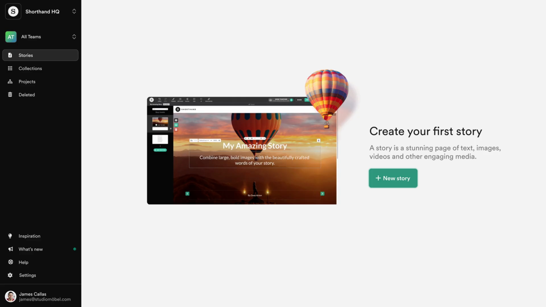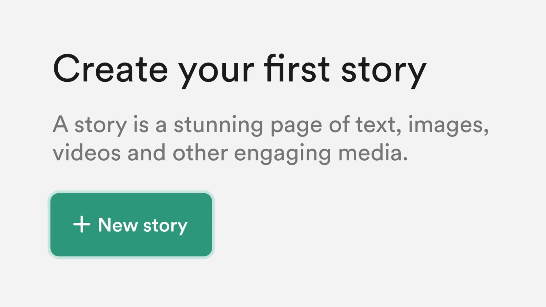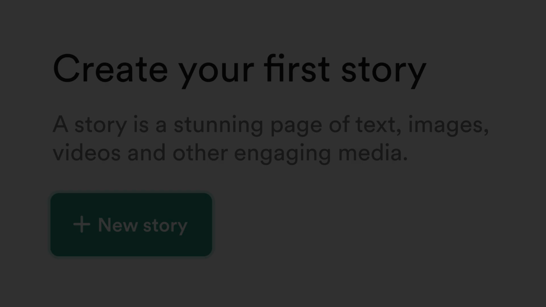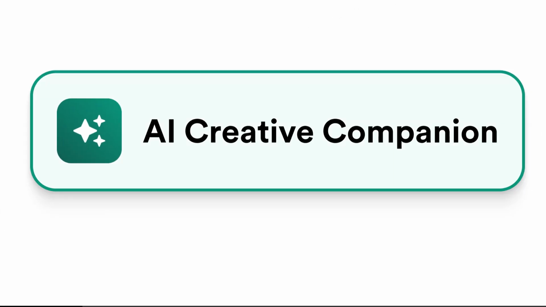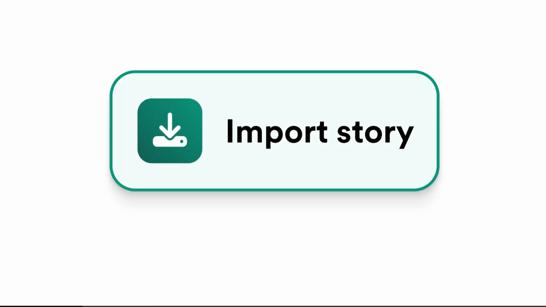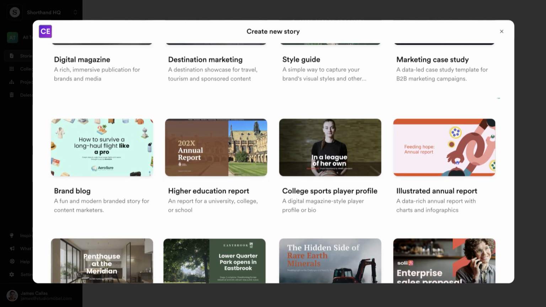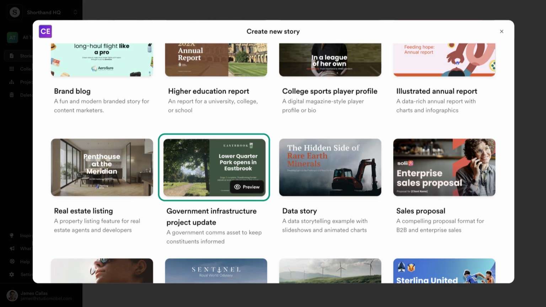This is where your work is saved. Click New Story to create a new page of content. You can start from a blank story, use the AI Creative Companion to generate draft layouts, import a story, or choose from a pre-built template. Let's select the Government Update template.